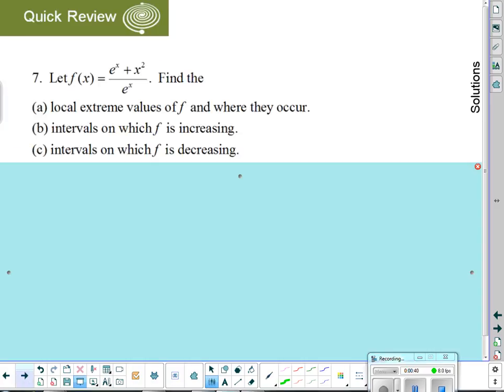Quick review. I would like you to find the extreme values and where the function is increasing and where the function is decreasing. And our function is this quotient of e to the x plus x squared divided by e to the x. So take a moment and do that. You can pause this video.